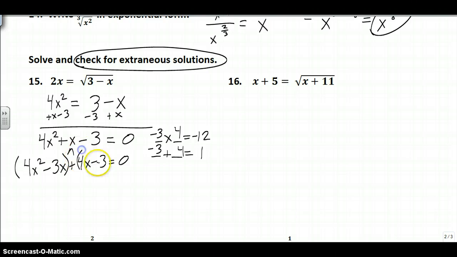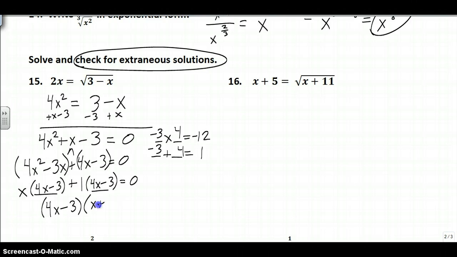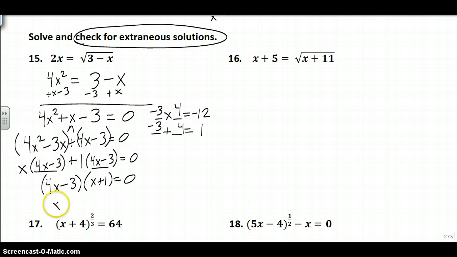Group the first 2 and group the second 2. Common factor is x, and you're left with 4x minus 3. We've done this all before, so that's why I'm going so fast through it. I know I did it correctly because these two are the same. So you get 4x minus 3 times x plus 1 equals 0, which of course, when you set both of those equal to 0, gives you two answers. This one gives you 3 over 4, and this one gives you negative 1.